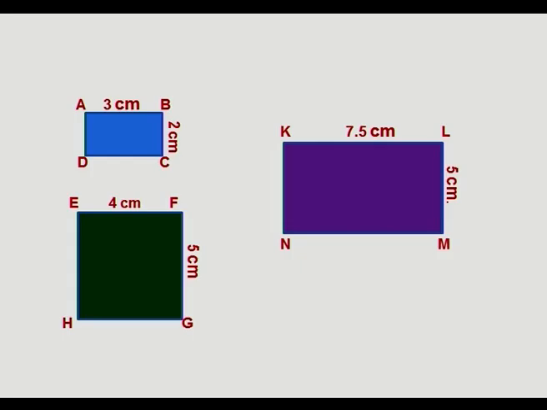Now, when we observe these rectangles closely, we can see that rectangle ABCD looks similar to rectangle KLMN, but the rectangles ABCD and rectangle EFGH do not look similar. Let us see how the ratio of their corresponding sides is.